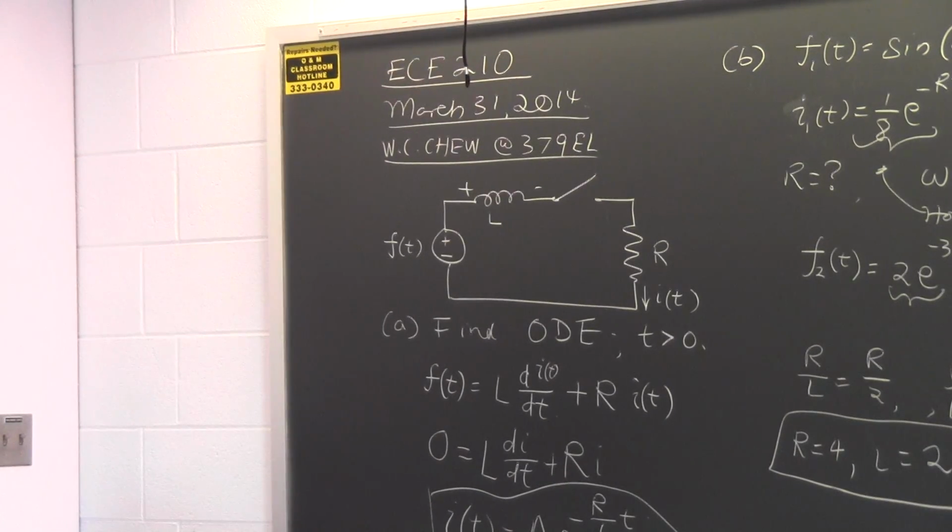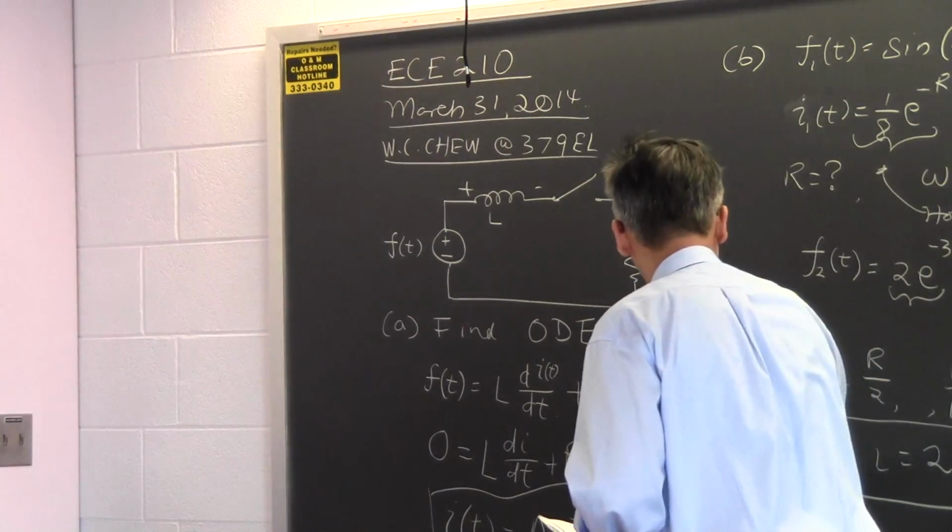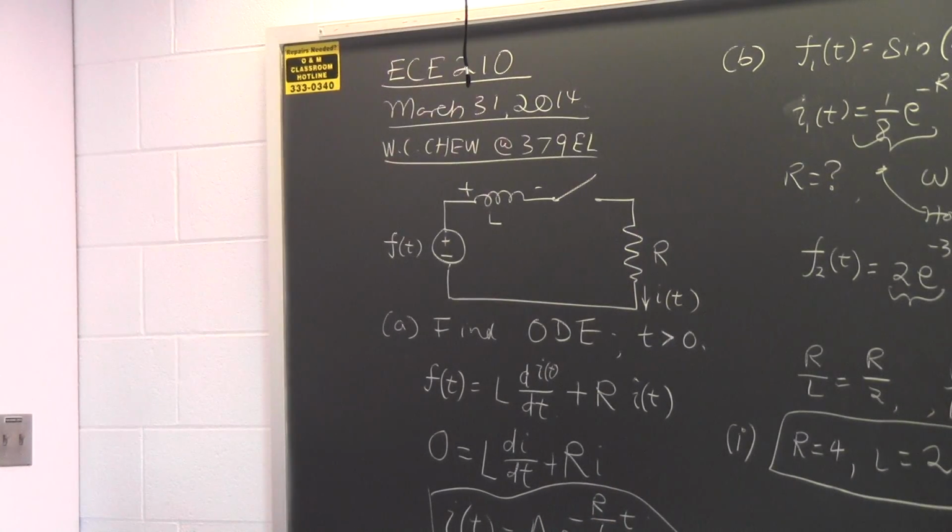So those are the solutions for part 1. And part 2 actually asks you to find the zero input response. What is the zero input response, or I zero input of t? What should that be equal to? Well, zero input means that f of t must be equal to 0, if there's no driving term.